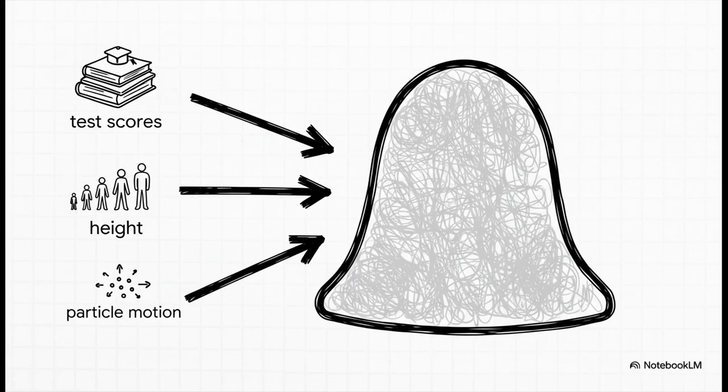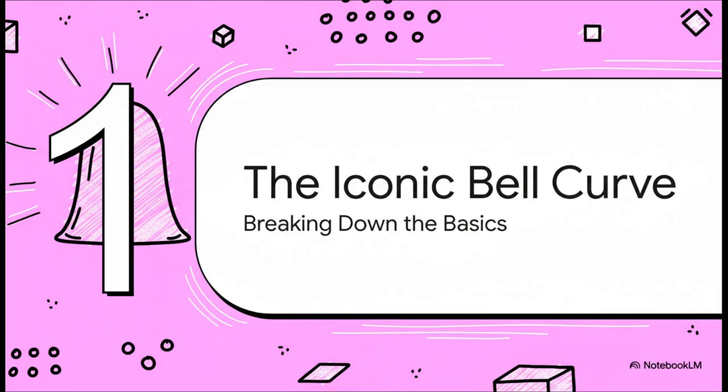Now, you've probably heard it called the normal distribution, or even more simply, the bell curve. This shape, it turns out, is one of the absolute cornerstones of statistics and understanding our world. To really understand its power, we gotta start with the basics. So, let's break down the iconic bell curve itself and see what makes it tick.